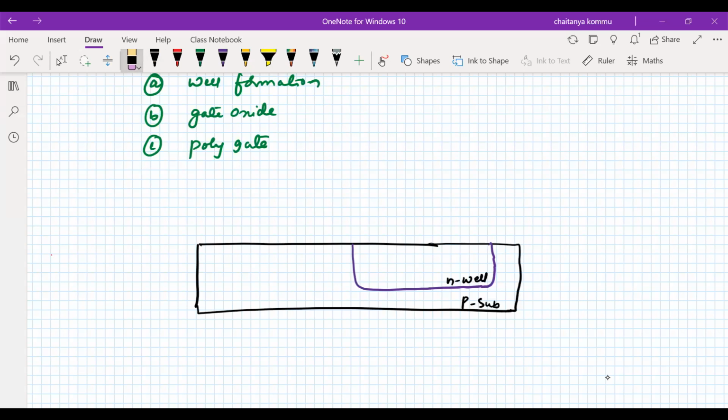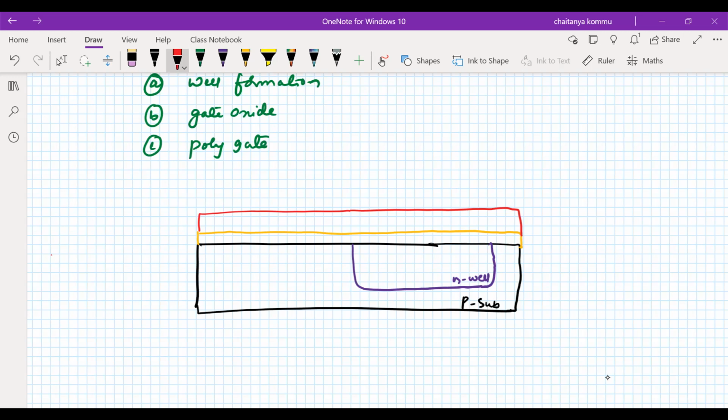This N well is considered as the substrate for the PMOS transistor. On top of it we formed the gate oxide, a very thin oxide. On top of that, by using the chemical vapor deposition technique, CVD, polycrystalline silicon is formed. So this is where we stopped in the last class.